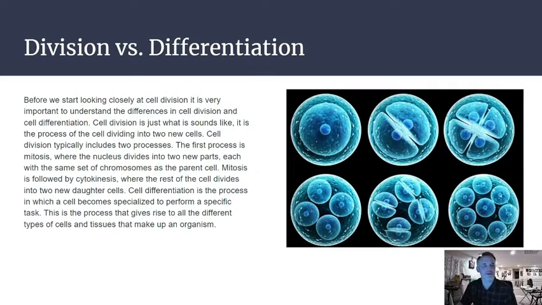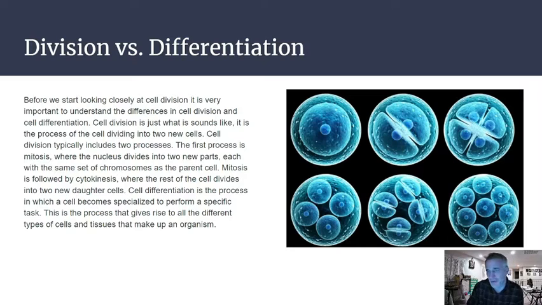All right. So what is division versus differentiation? Before we start looking closely at cell division, it's very important to understand that there are differences between cell division and cell differentiation. Cell division is just what it sounds like. It's the process of one cell basically becoming 2 cells, and then maybe those 2 cells divide and become 4 cells, and so on. Cell division typically includes 2 processes.